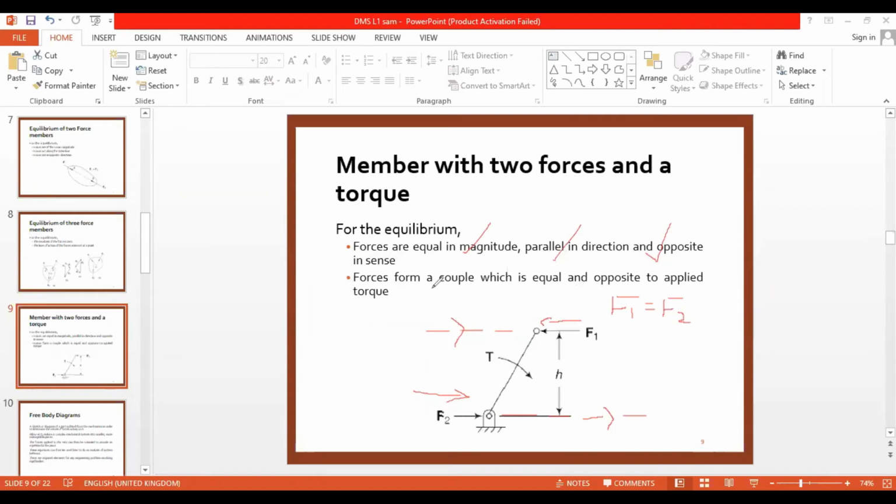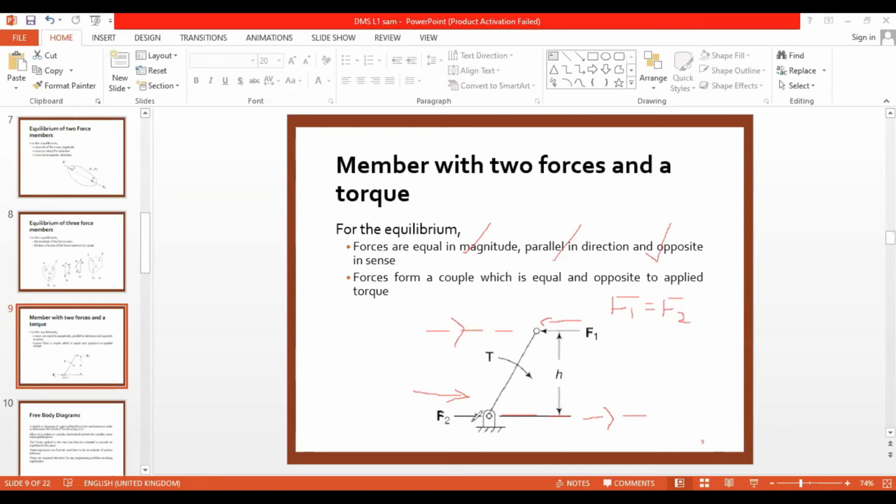Now then, the forces form a couple which is equal and opposite to the applied toe, right? So if I am applying a toe in this clockwise direction, right? So there is a toe. This is a toe applied in the clockwise direction.